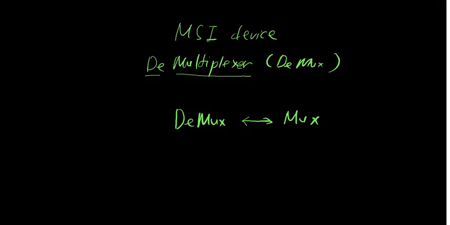Welcome back. This time I will talk about another MSI device called DeMultiplexer, or DeMux for short. Actually, a DeMultiplexer is the reverse operation of a multiplexer. If you still remember, previously I explained that a multiplexer is a device which transmits an input from multiple input lines to a single output based on the selector value.